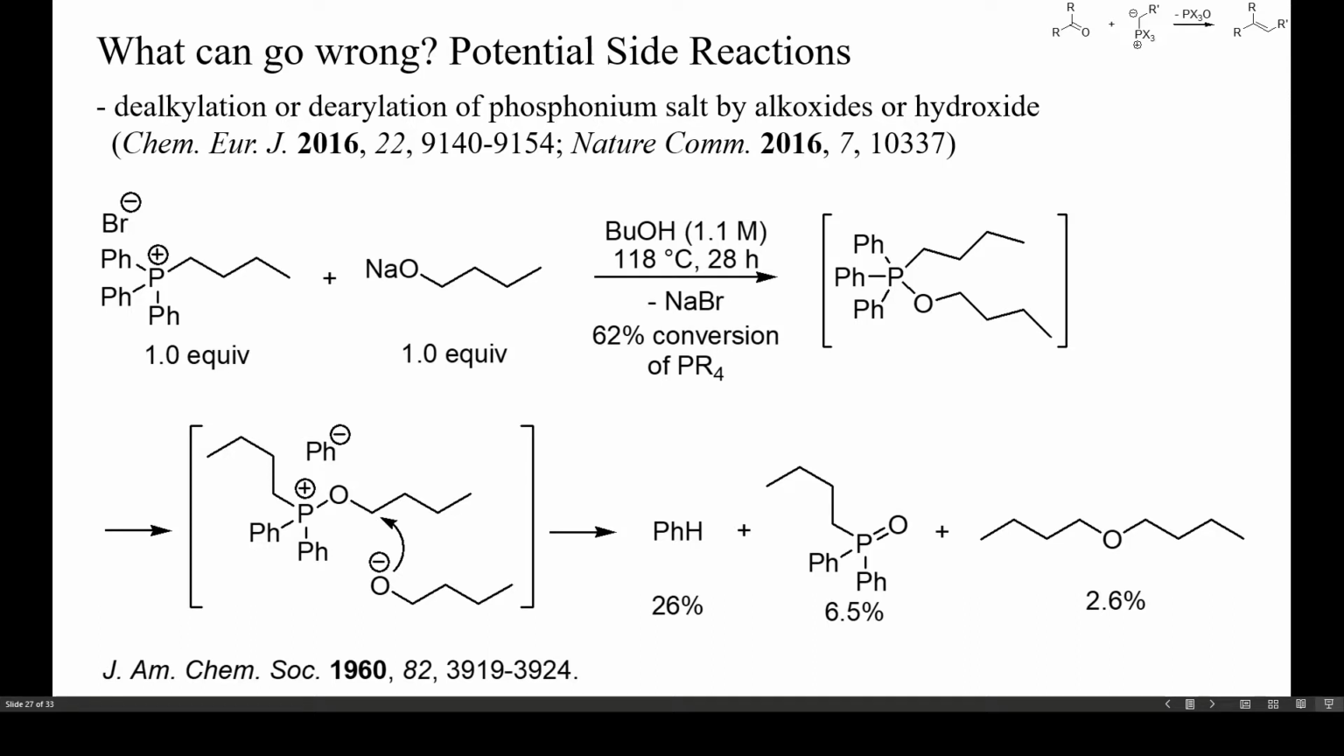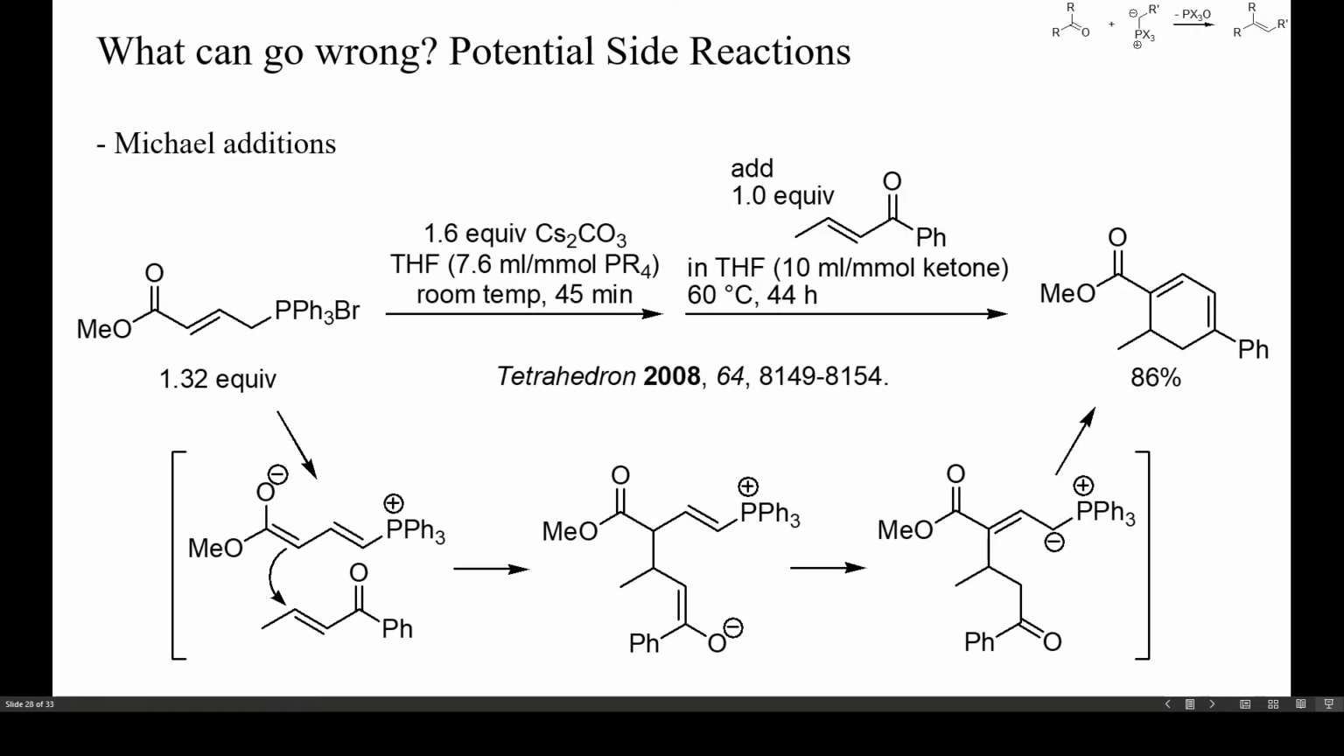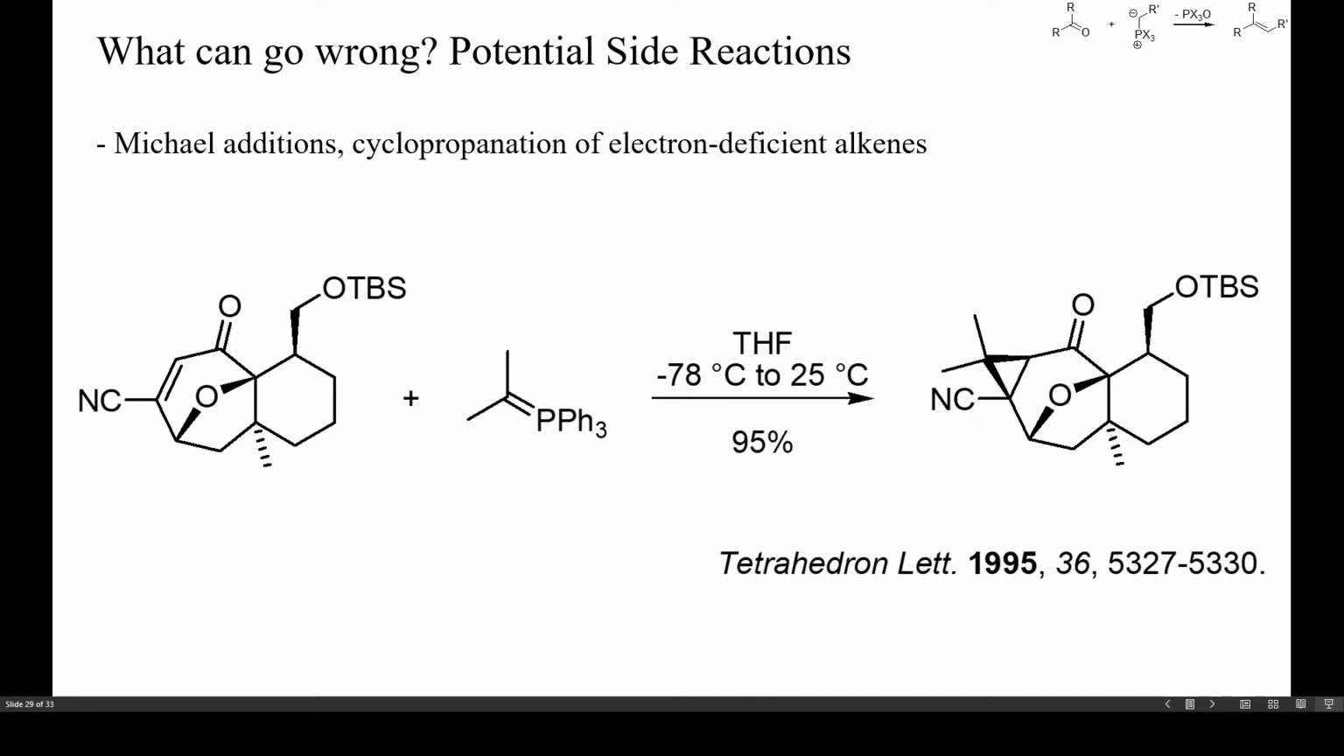This means that phosphonium salts with substituents that readily form carbanions may be cleaved by oxygen nucleophiles and should be converted into ylides in the absence of alkoxides or hydroxide. If any of the starting materials contains electron-deficient alkenes, Michael additions are a further potential side reaction. In this example, addition of a deprotonated allylic phosphonium salt to an enone led to a Michael addition, followed by an intramolecular Wittig reaction.